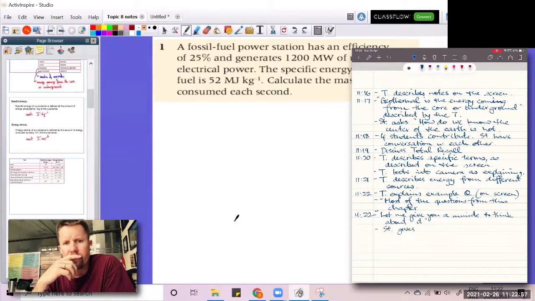52 megajoules per kilogram? Yes, so this means that every 1 kilogram of the fossil fuel will give 52 megajoules of energy. Okay. When they say useful electrical power, it means after calculating what has been lost. Yes, the useful is the output. Okay, it generates more, but out of it, the 1,200 is useful.